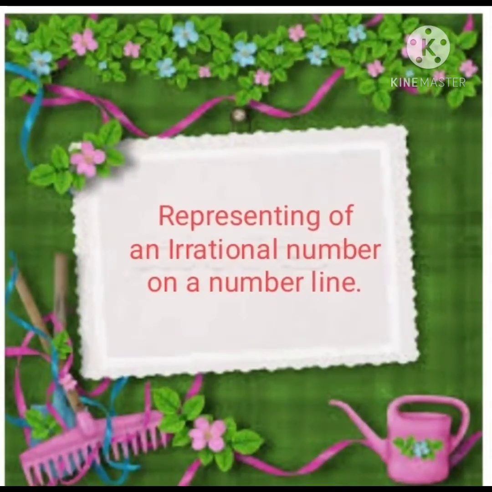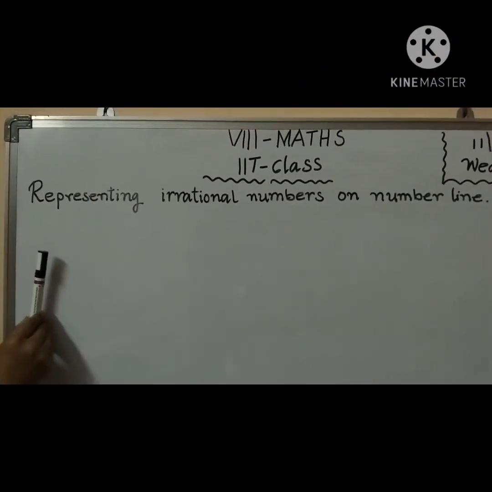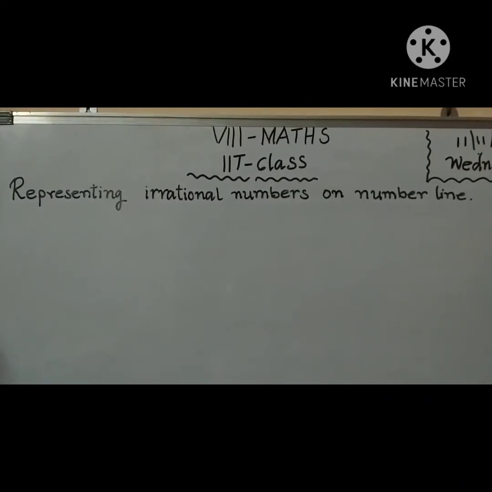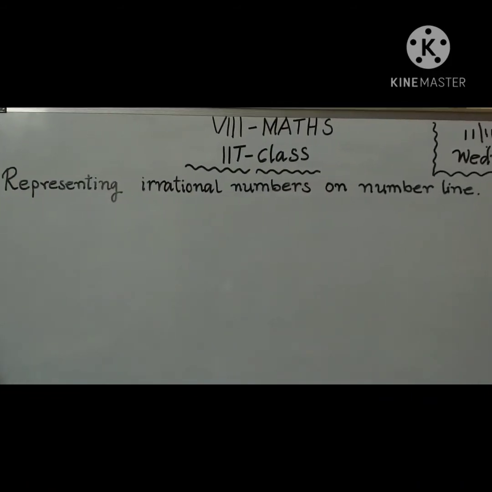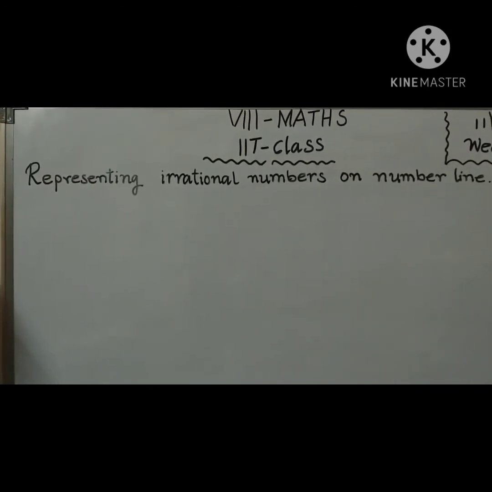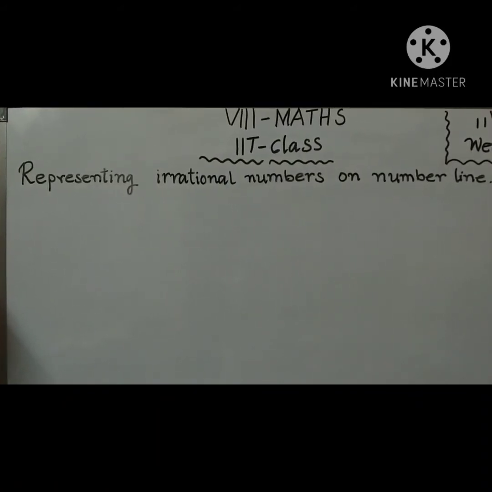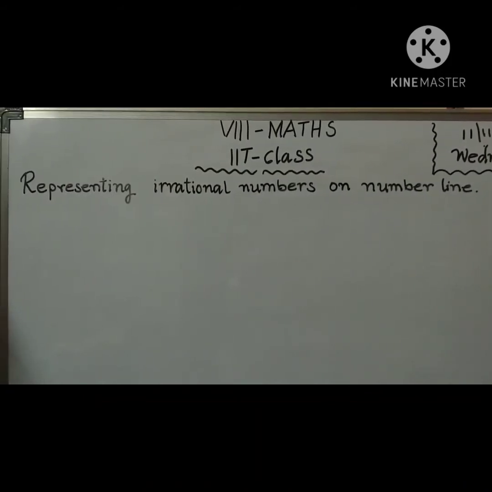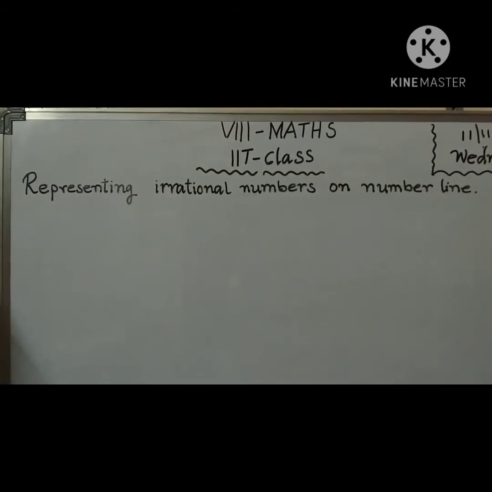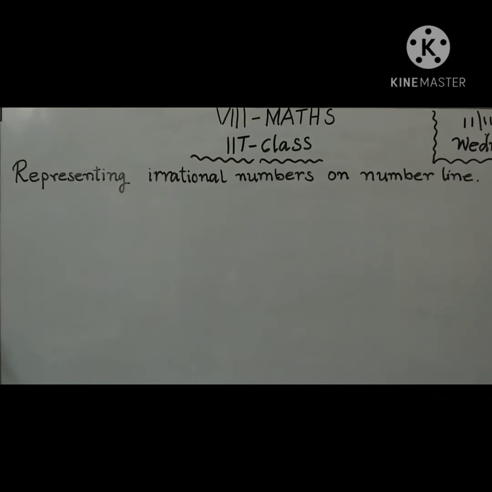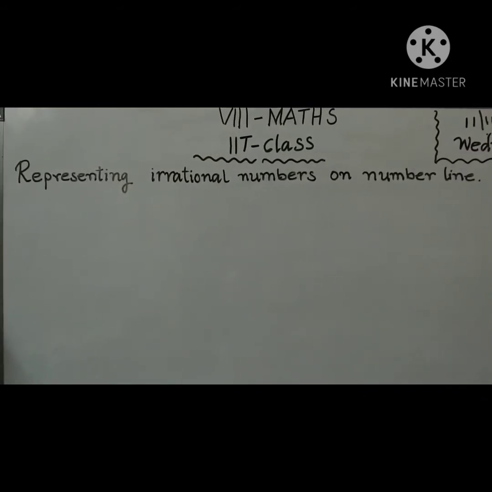The next topic is representing irrational numbers on the number line. Already we learned representing rational numbers on the number line. We know that we have to take a horizontal line, and for rational numbers on the number line, we take both values, integers, positive values and negative values. So in this topic, we represent irrational numbers on the number line.